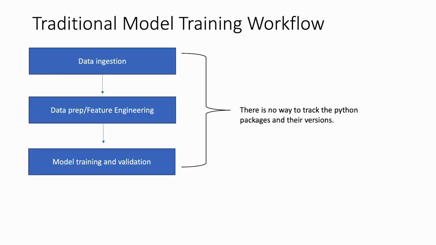Another drawback of the traditional approach is that there is no way to track which version of Python packages were used to run different parts of our code. Sometimes the dependencies are beyond Python packages. There might be some Java-based libraries that might have been used. In our current approach, there is no way to keep track of these dependencies.